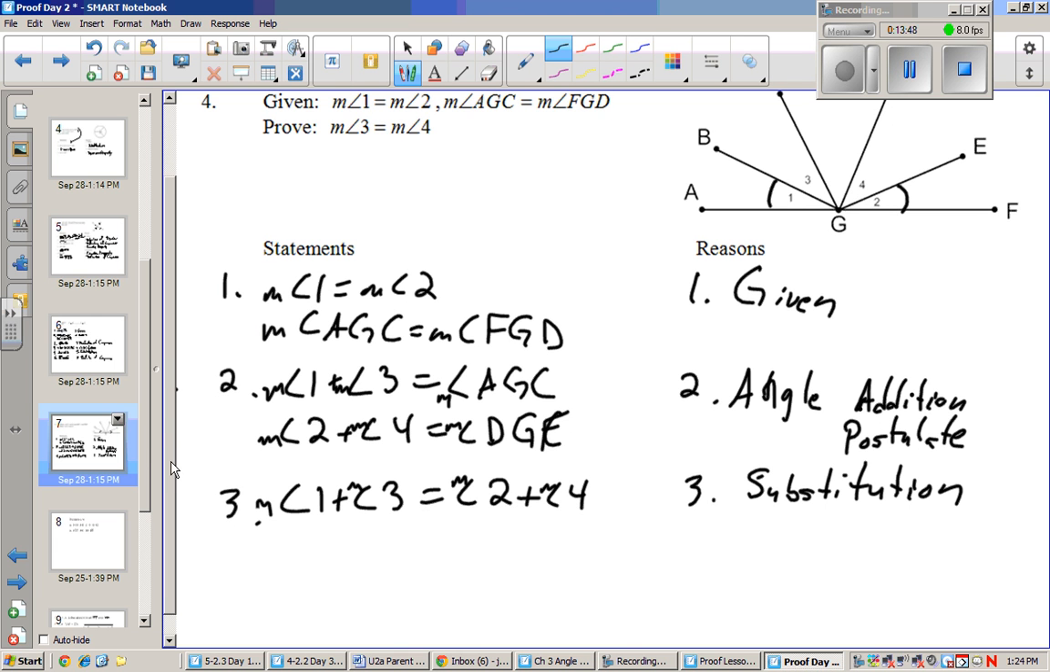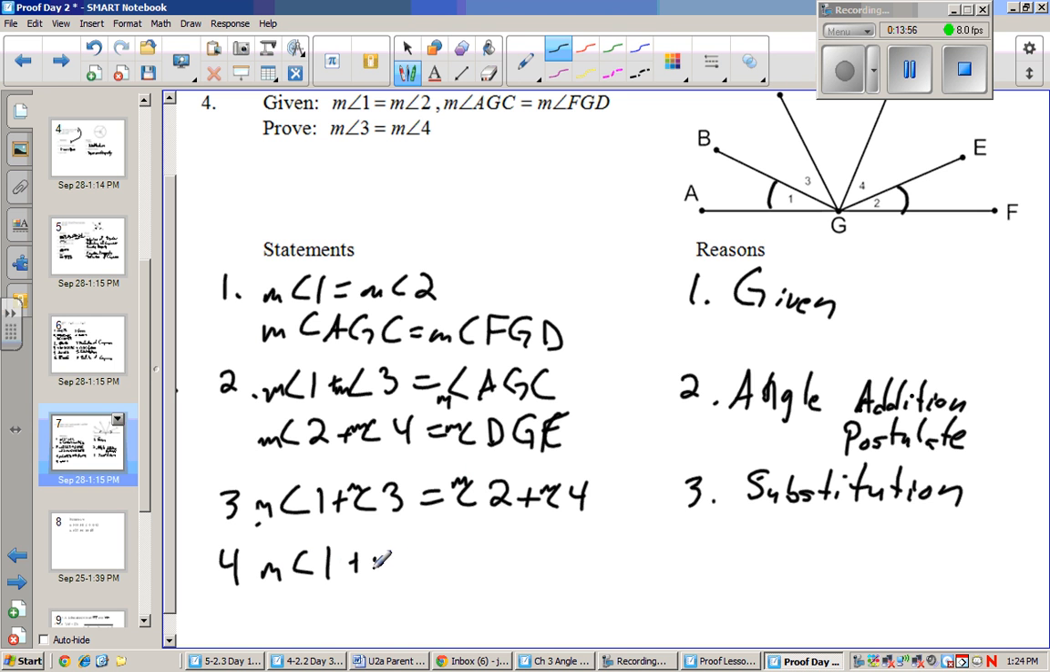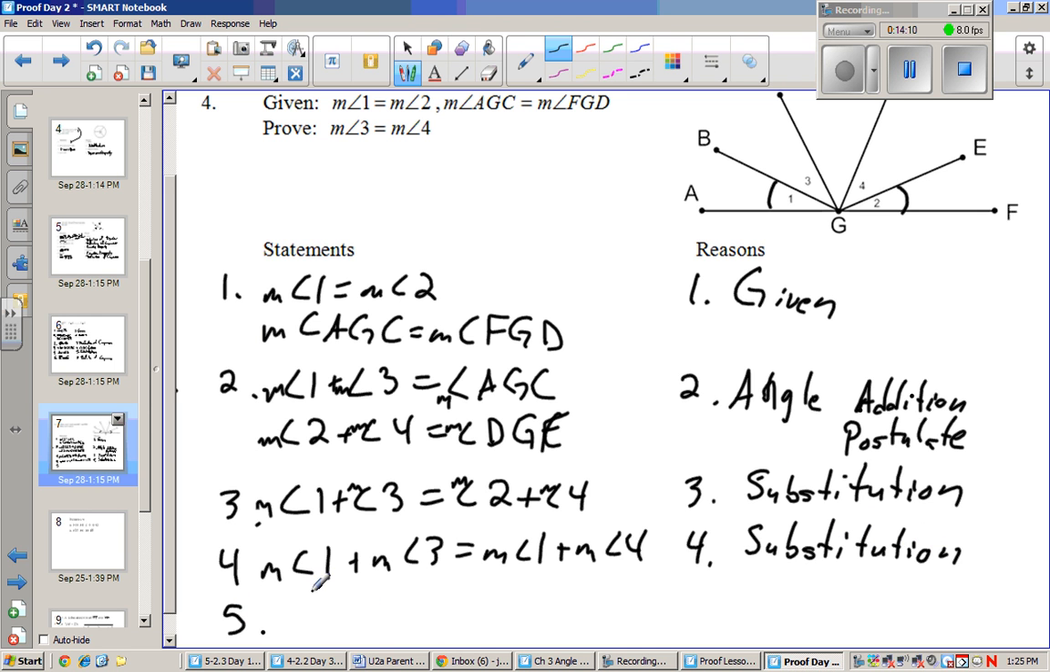Otherwise, they're full angles. And now, since measure of angle 1 and measure of angle 2 are the same, instead of writing measure of angle 2, I can just write measure of angle 1. And that's substitution. Now if I subtract the measure of angle 1 on both sides, I'm going to have measure of angle 3 is equal to measure of angle 4, and the reason is subtraction property.